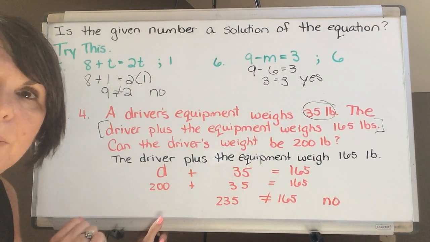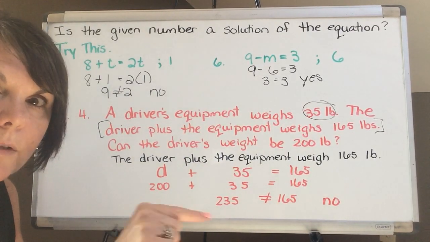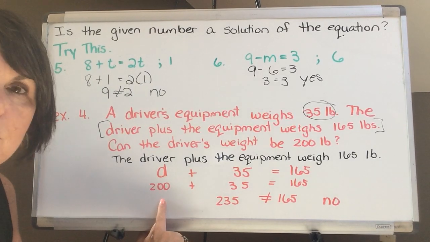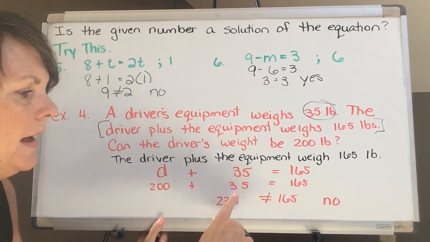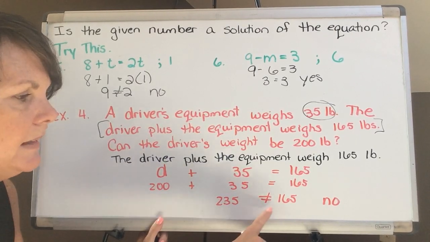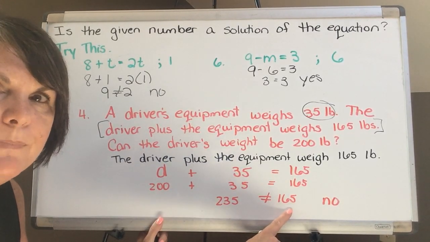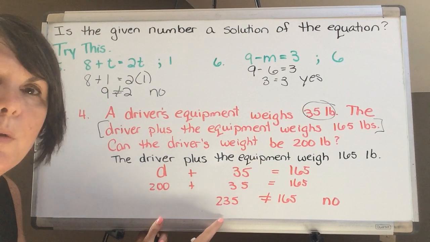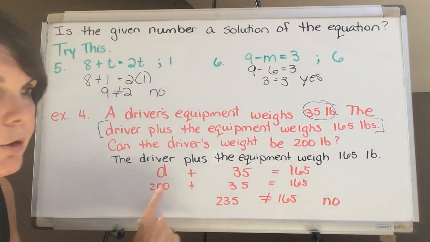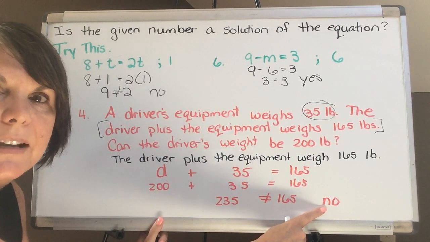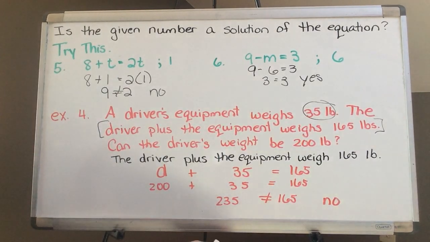Now we're going to, here we go again, substitute the value for the variable. So substitute 200 for the weight of the driver. 200 plus 35 is 235. Does that equal 165? No, it does not. Therefore, the driver cannot possibly weigh 200 pounds. My answer is no, it is not a solution.